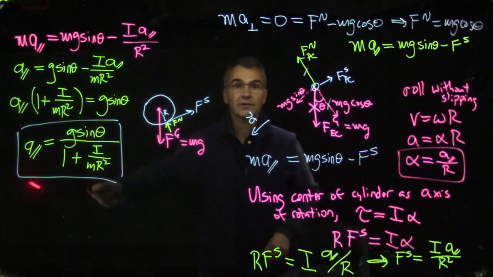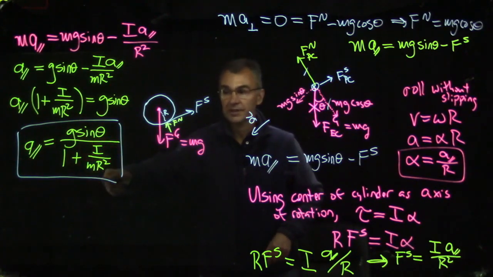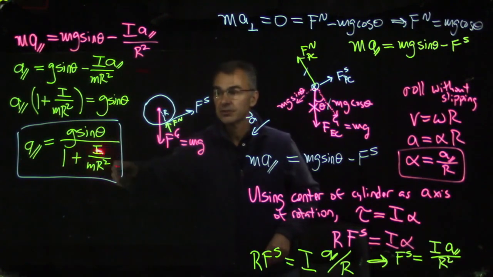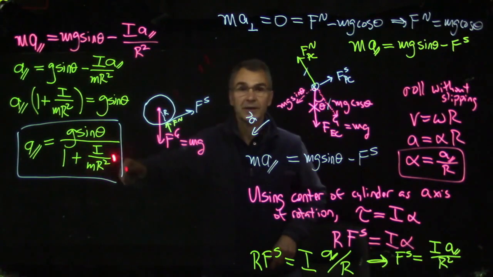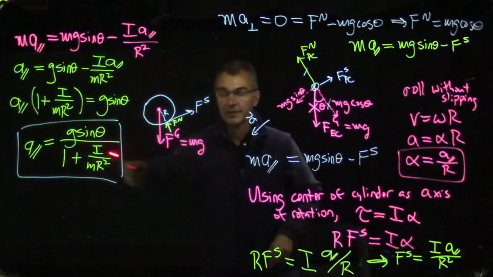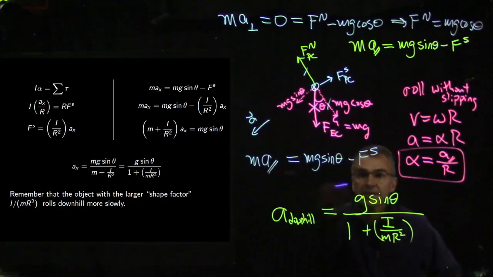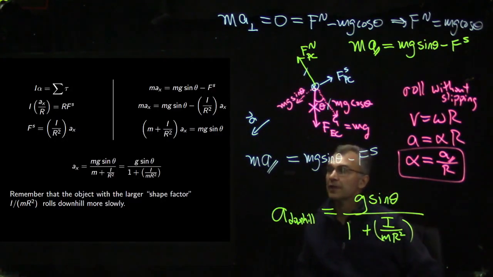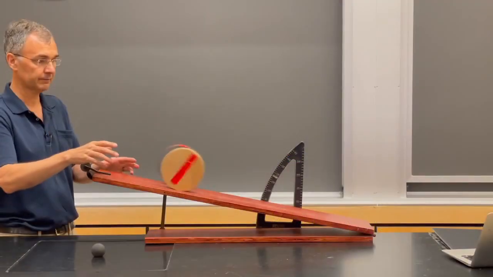So this is a more direct argument showing you that the downhill acceleration is smaller for the object that has the larger rotational inertia for a given mass and a given radius. So the rotational inertia divided by m R squared is something you might call the shape factor, or sometimes this whole denominator is called the shape factor. So I copied that result down here, and you can compare it with what I worked out earlier on the slide, and you can see the same result from the slide.